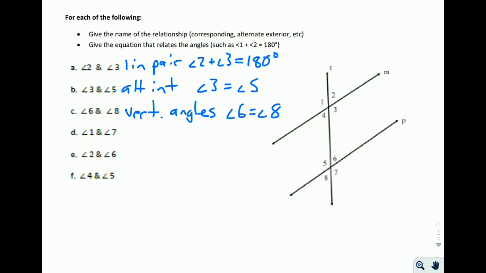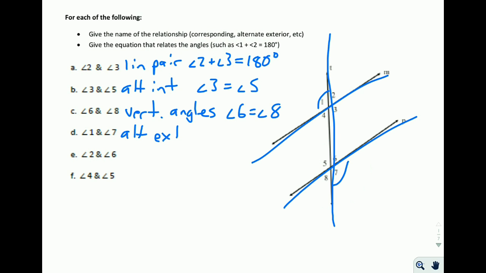Next one, angle 1 and angle 7. Those two angles are on opposite sides of the transversal, alternate sides of the transversal, and they are outside the parallel lines. So that is going to be alternate exterior angles. And alternate exterior angles are always equal to one another.